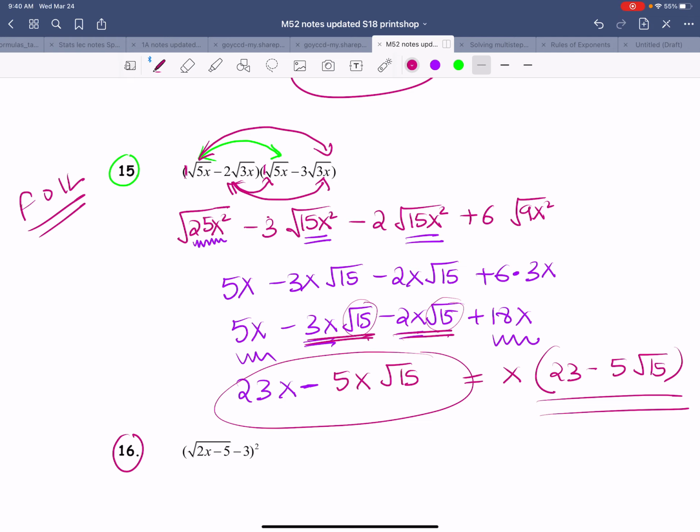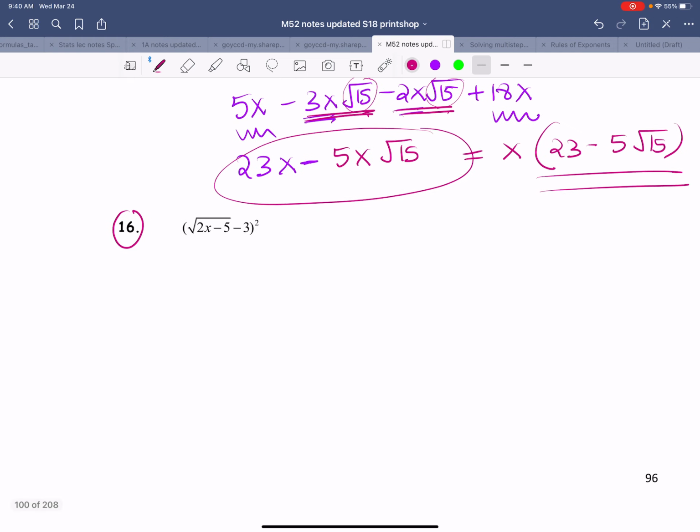Here's number 16. Okay, number 16 is a bit more work because you have a binomial and there's another binomial inside the binomial in your radical. So be extra careful, but this is also very, very useful when we solve the radical equations. You'll have to do that pretty much in every single radical equation. So when we get to the section of radical equations, be extra careful with this part. All right, so here we are.